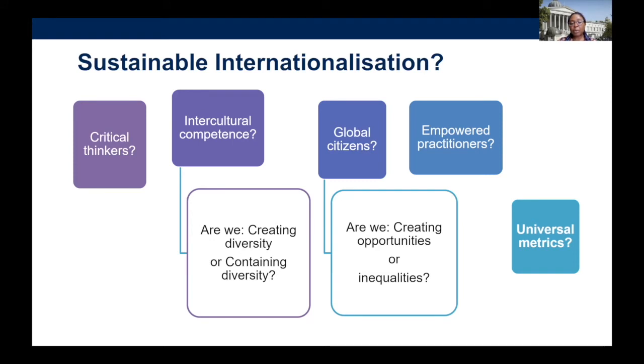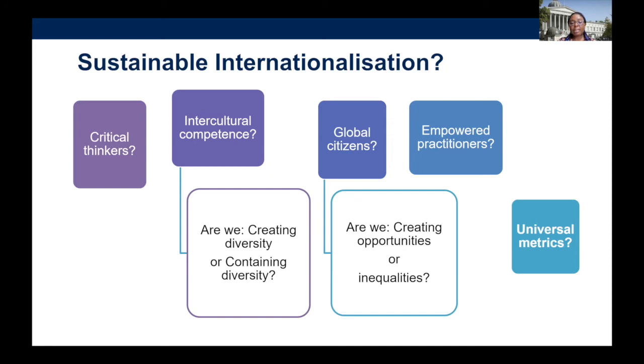When it comes to global citizenship, which from a personal viewpoint I feel is a con word, because how can you be a citizen of the world and not be able to practice anywhere? Well, yes, it is a global-minded set of people that we want to develop. But we also need to check, are we creating opportunities through internationalization, or are we creating inequalities?